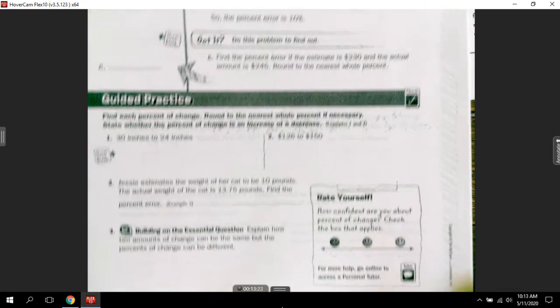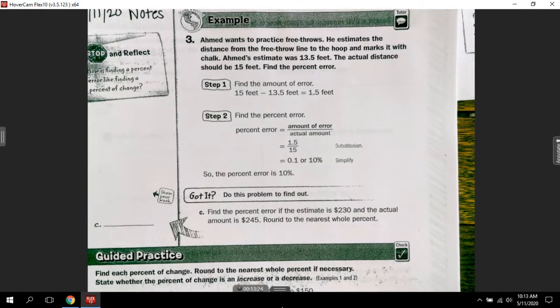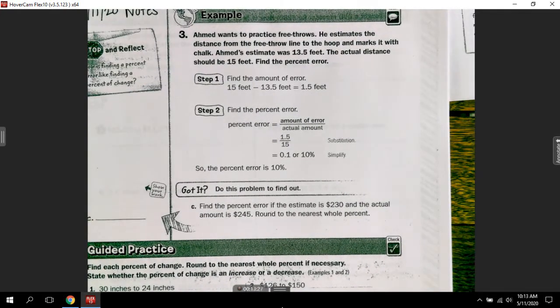Okay. So example 3, it says, Ahmed wants to practice free throws. He estimates the distance from the free throw line to the hoop and marks it with chalk. Ahmed's estimate was 13.5 feet. The actual distance should be 15 feet. Find the percent error. So again, they've done it in step 1 and step 2. You can totally do it all in one step like I did percent of change.